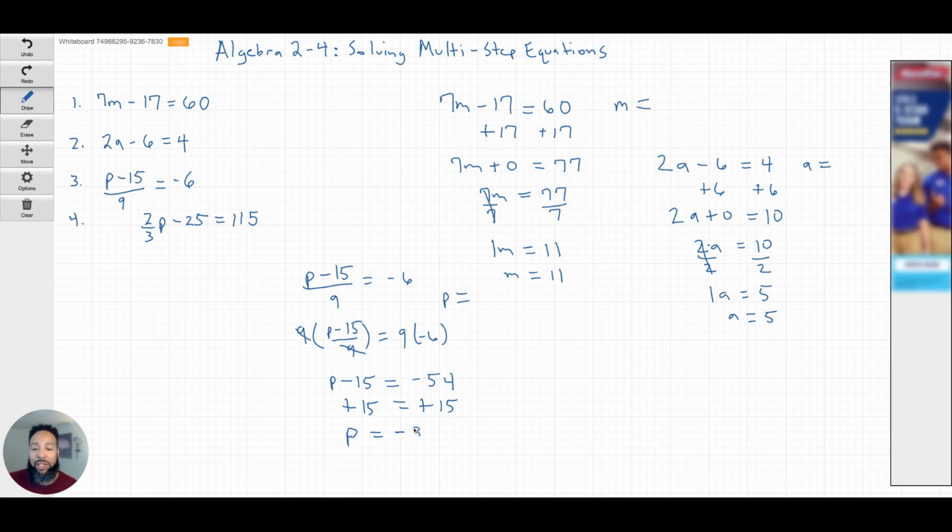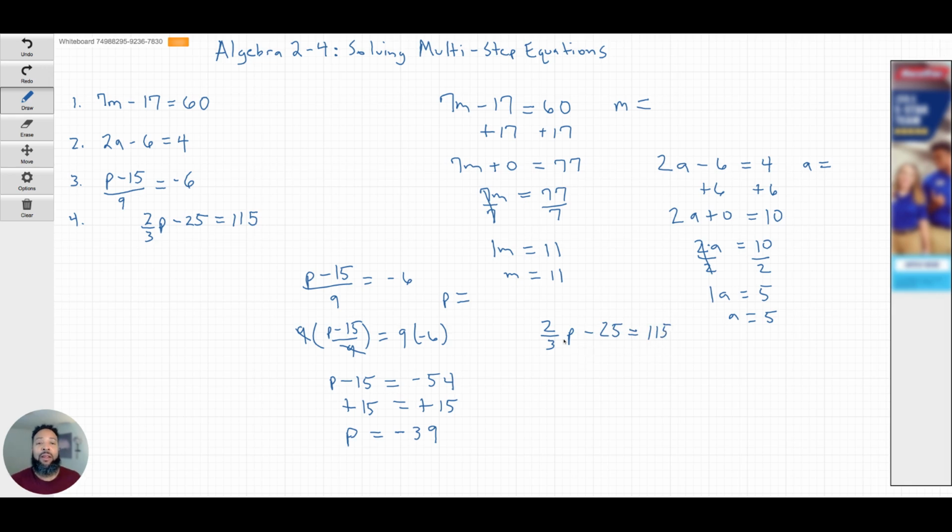So minus 39. So p equals -39. So I hope this is making sense. We have one more that we're going to do, and that is 2/3 p minus 25 equals 115.